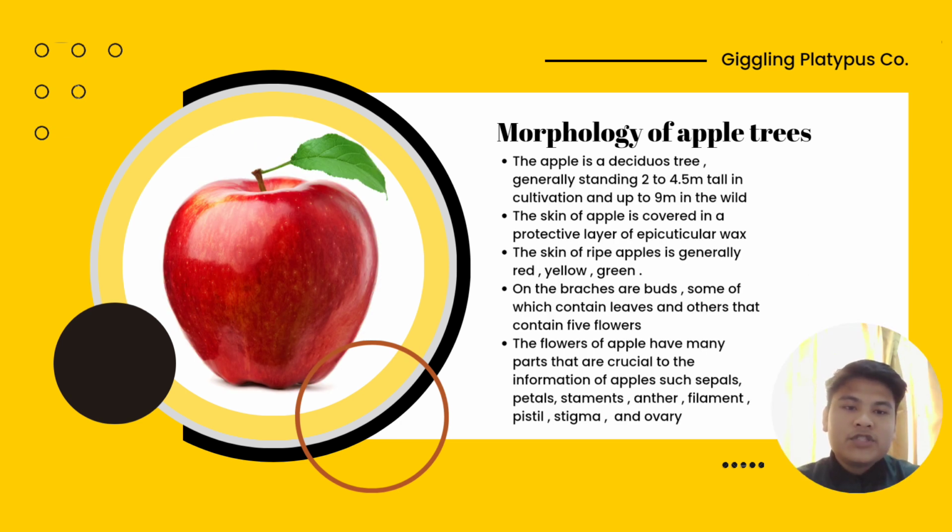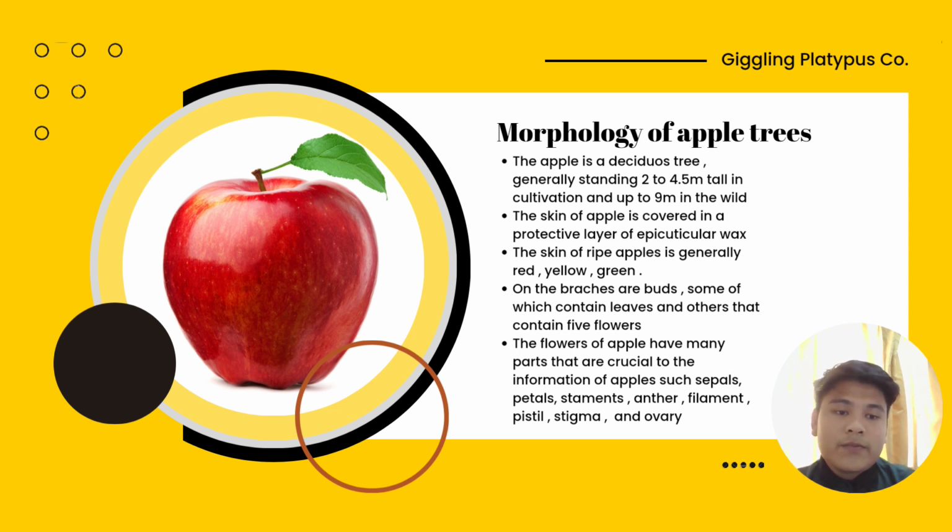Morphology of apple trees. The apple is a deciduous tree, generally standing 2 meters to 4.5 meters tall in cultivation and up to 9 meters in the wild. The skin of the apple is covered in a protective layer of epicuticular wax. The skin of a ripe apple is generally red, yellow, and green.